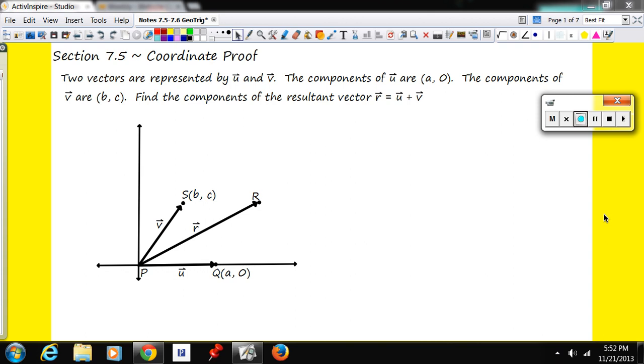Hey guys, here are notes for 7.5, coordinate proof.